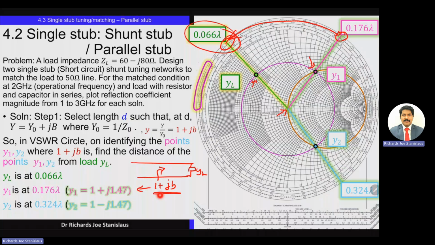So how do we get 1 plus J 1.47? The real value is 1 for Y1. The imaginary value is the susceptance circle which passes through like this. When you mark that imaginary value, you will get 1 plus J 1.47. Now, that was one solution. So the length we can mark as, let's say, D1.